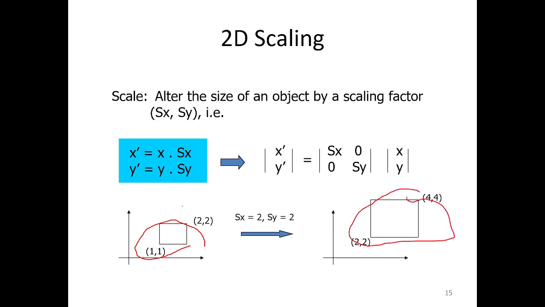So simply we can alter the size of an object by a scaling factor sx comma sy. Based upon that we calculate x dash equal to x into sx, y dash equal to y into sy, that is x dash y dash equal to the matrix sx 0 0 sy times x y. Now we can change the size of an object based upon the scaling factors.